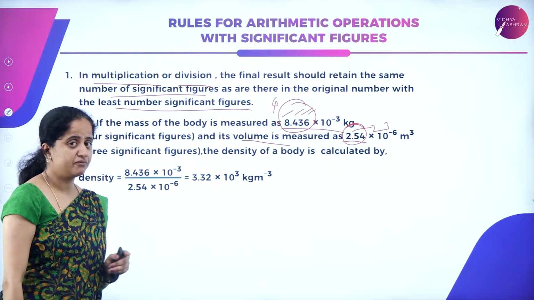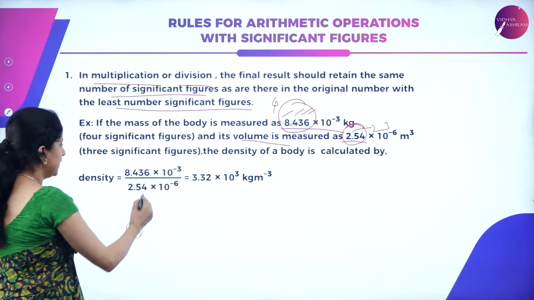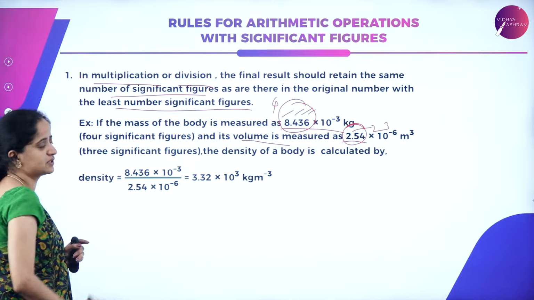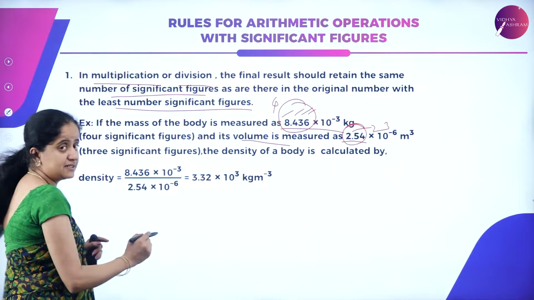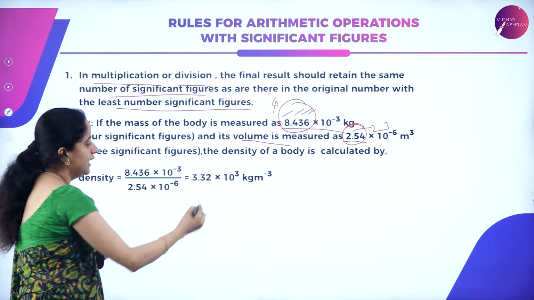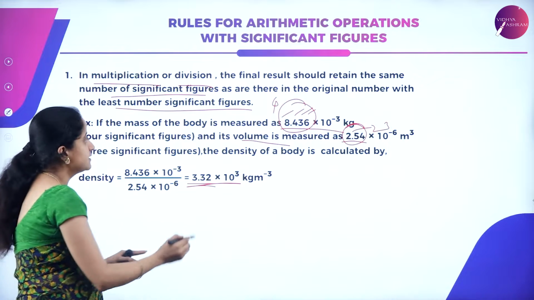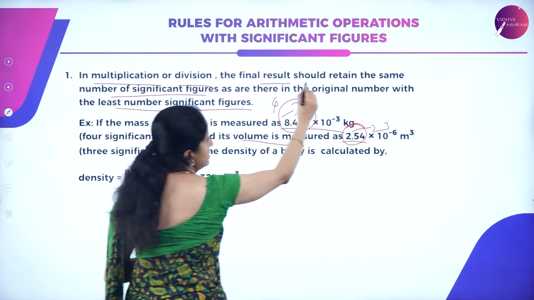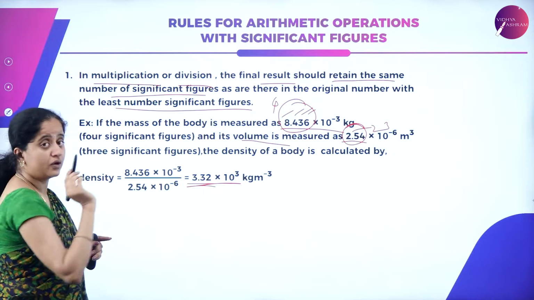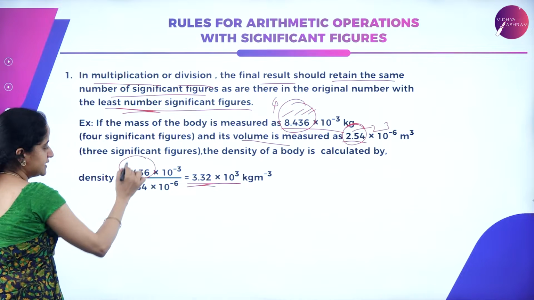Now the density of a body can be calculated by the formula mass by volume. Now mass is 8.436 and volume is 2.54. When you divide these quantities, you will get the answer 3.3212 and so on. But here I retained only 2 digits after the decimal point because the rule says the final result should retain the same number of significant figures as there in the original number with least number of significant figures. So these two are original numbers.